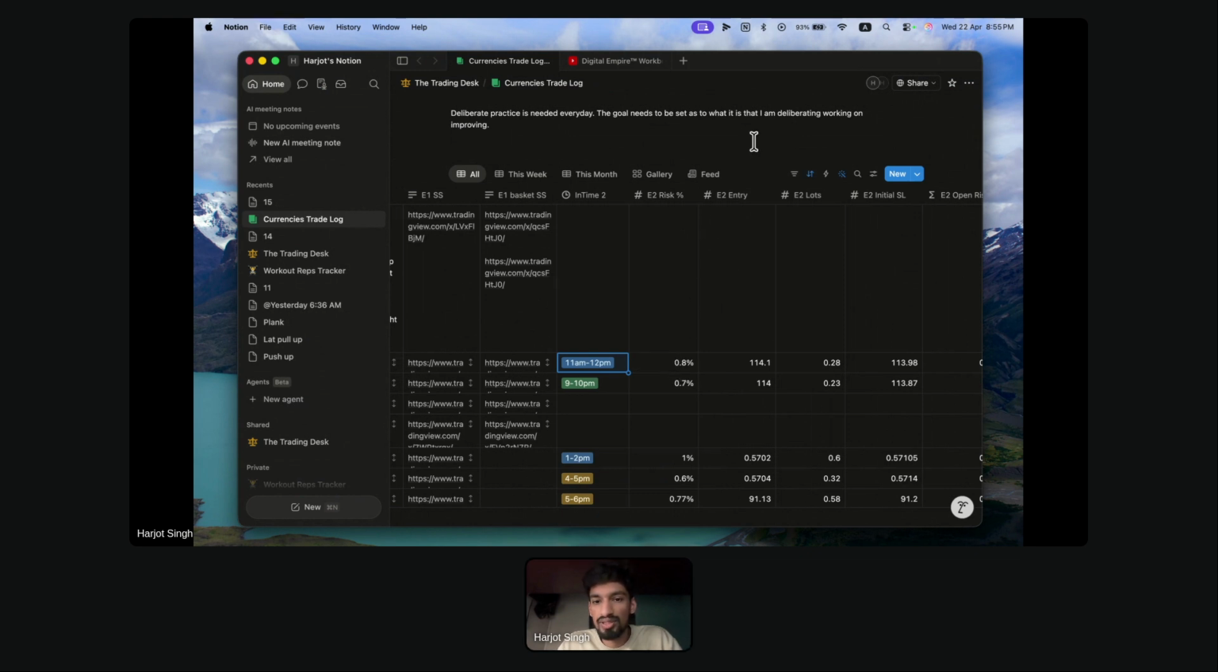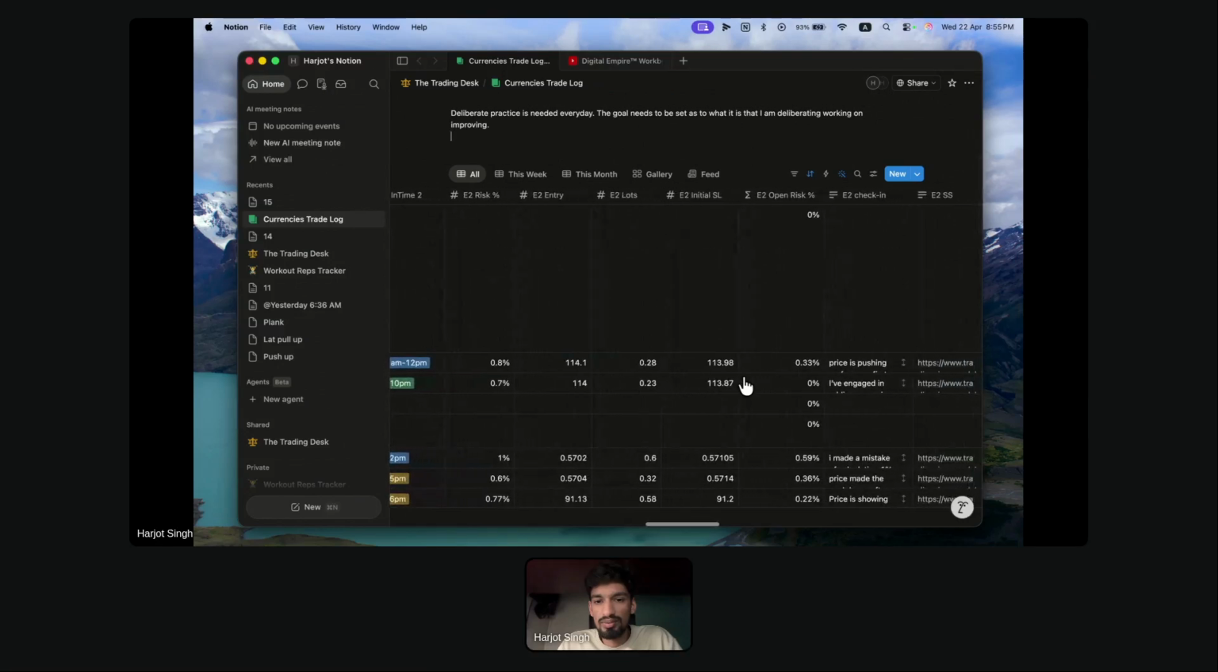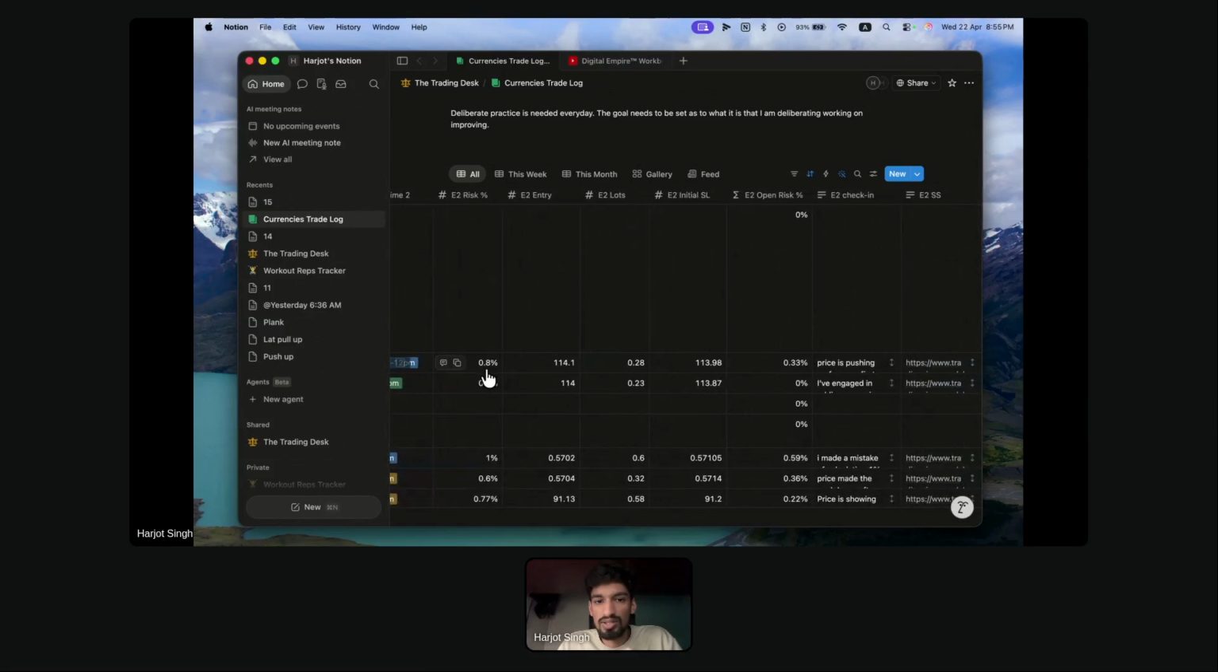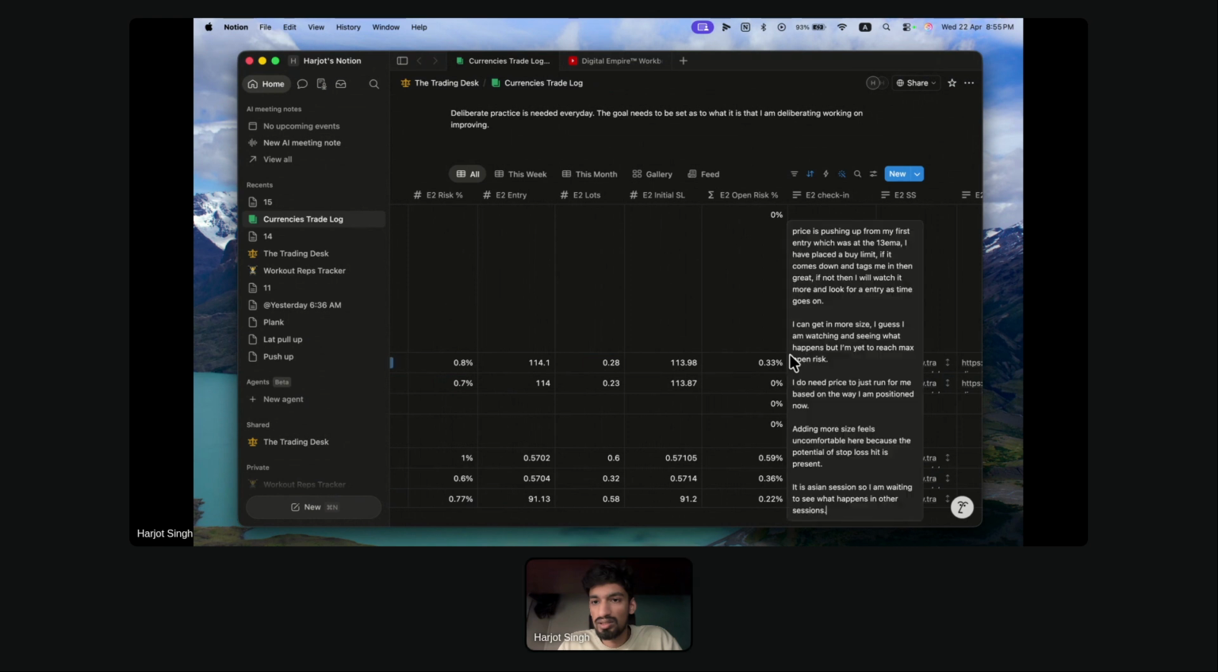So I had a 0.8% risk on the second entry. Basically, I made a second entry here, risked 0.8%, and entered at that price. Let's see, what was I thinking here?